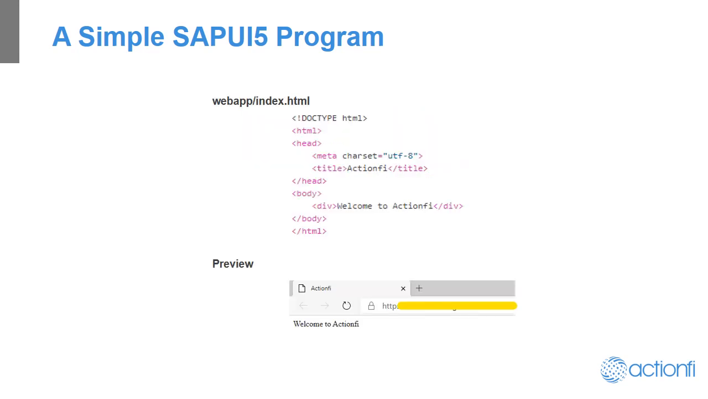Create a new folder webapp which will contain all sources of the app. Now create the index.html inside the webapp folder. Here the head part contains the title of the application and the meta tag tells the browser to use UTF-8 as the document character set.